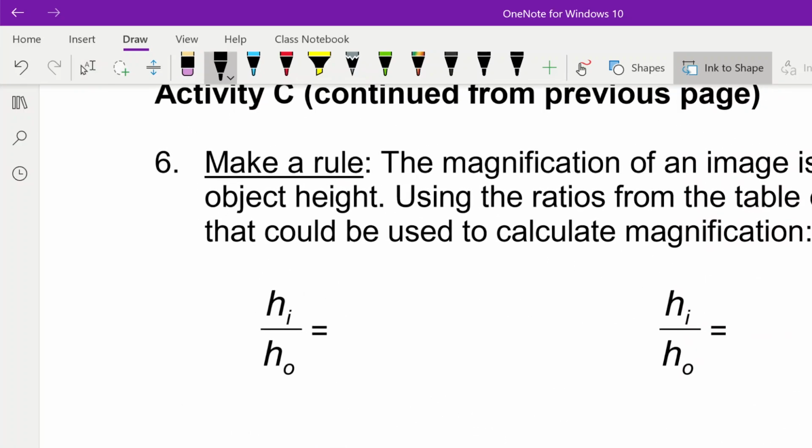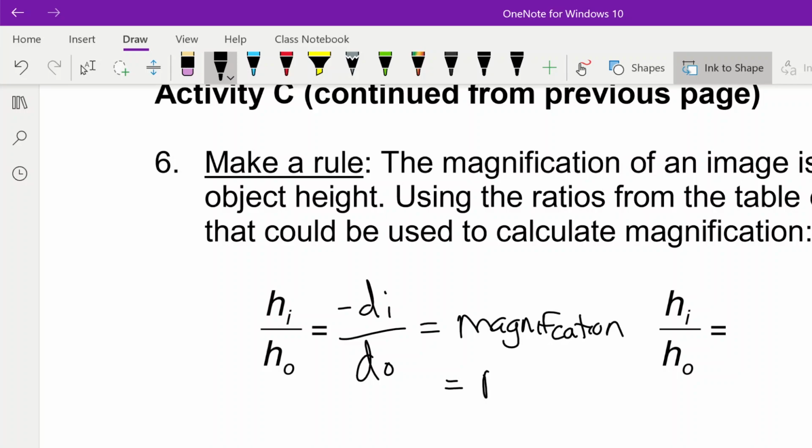What you're going to find is this is equal to negative di over do. In general, this is magnification, and we're going to write a capital M for magnification. Again, skip this part here. So the rule is that hi over ho equals negative di over do.